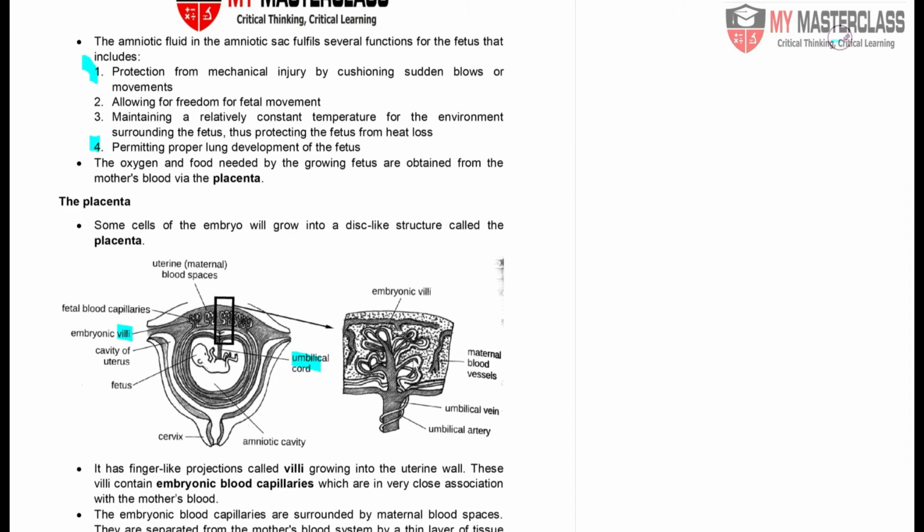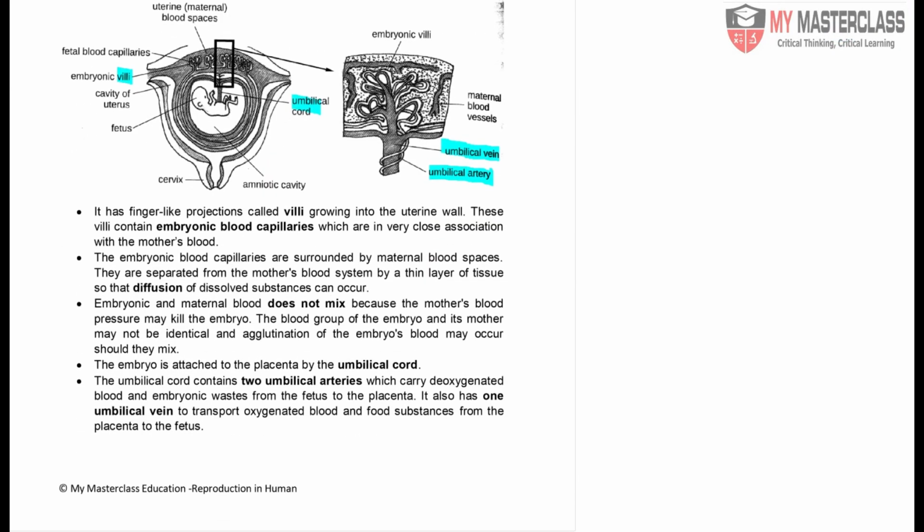The umbilical cord consists of separate vessels: the umbilical vein and the umbilical artery. Recall in your circulatory system of the heart, artery means away. The umbilical cord contains specifically two umbilical arteries. The purpose of these two umbilical arteries is to carry away all the waste products from the fetus to the mother via the placenta.